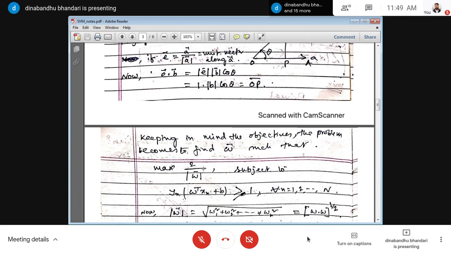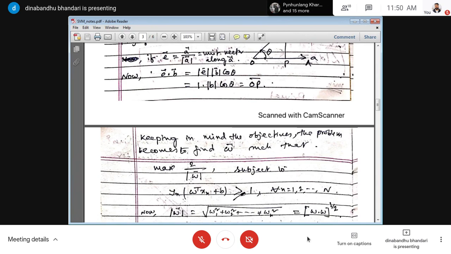Now you see, we are maximizing 2 by norm of W. We can always transform this problem into minimization, because we do not like to have this set of variables in the denominator. That is sometimes problematic for us. We do not like harmonic progression, we like arithmetic progression. If there is a harmonic progression problem, we convert it to arithmetic progression so that it is easy to perceive. Here also, maximizing something is the same problem as minimizing its reciprocal.